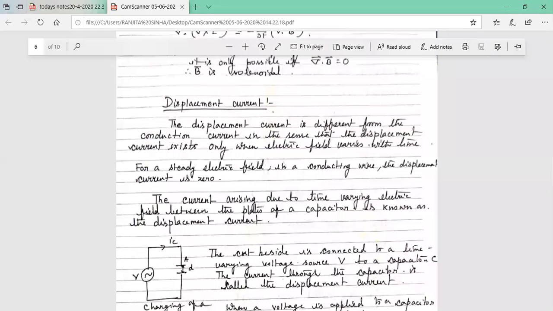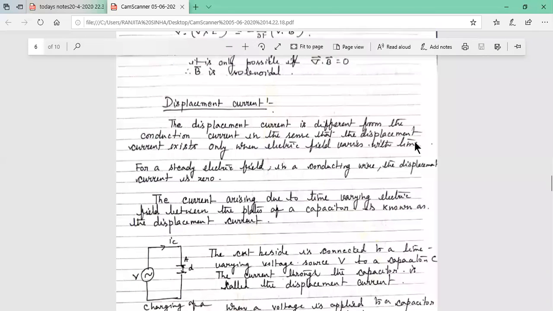Now, displacement current. What is displacement current? Last day I was discussing D equal to epsilon 0 E, that is, the electric displacement vector is given by epsilon 0 into electric field. Now I am explaining displacement current. The displacement current is different from the conduction current. It is different in the sense that the displacement current exists only when the electric field varies with time.